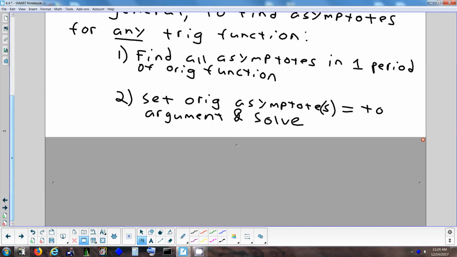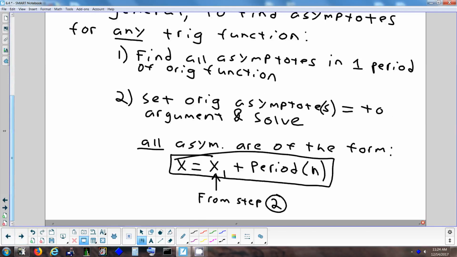Well, if the period was pi, whatever the period is, the asymptote is going to reoccur every period. You're going to keep getting them forever. So if I ask you to write an equation that shows me where all the asymptotes are, you can't list all of them. There's infinitely many. This is how you write all of them.